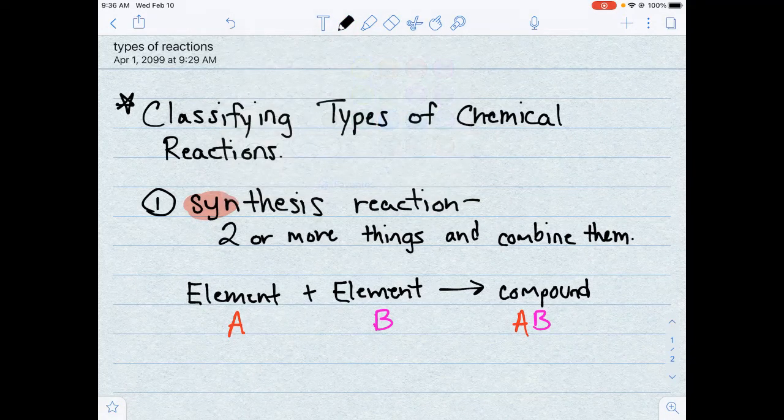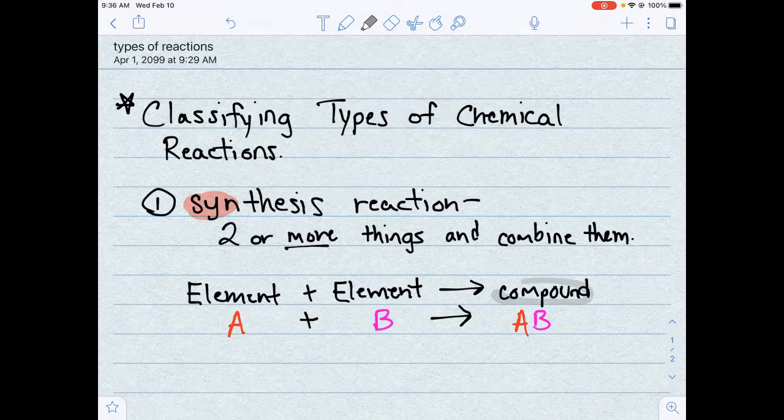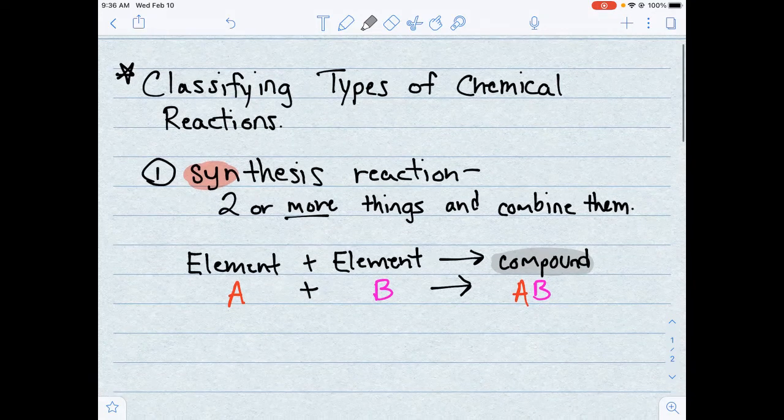Now, one thing to notice is that sometimes in some synthesis reactions, you might actually have more than 2, but the main thing to know when you're classifying these is you're always going to end up with only one thing. At the end, you're only ending up with one thing. You're combining everything together. So a dead giveaway that you have a synthesis reaction is that you end up with just one product. There's only one product available.